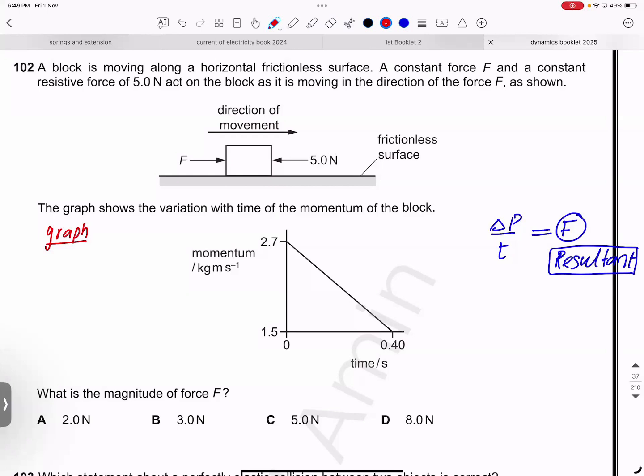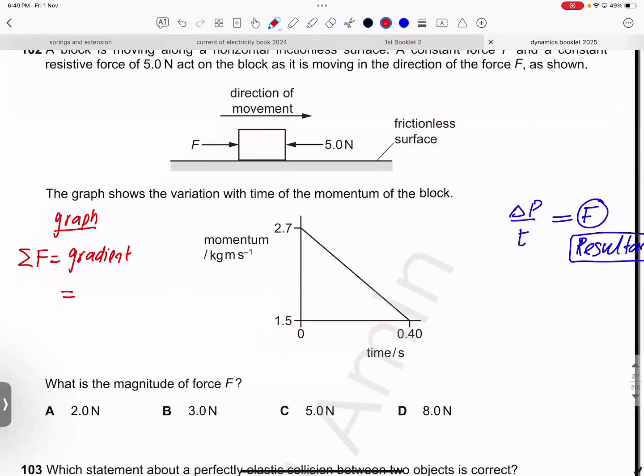So the graph, its gradient is actually the resultant force. Gradient is the resultant force, which is rate of change in momentum. So gradient is 2 points. It's actually negative is the gradient, yes? So negative 2.7 over 0.4, which is... sorry? Oh, it's 1.5, yeah, sorry.